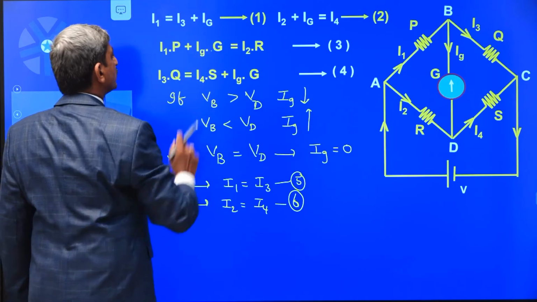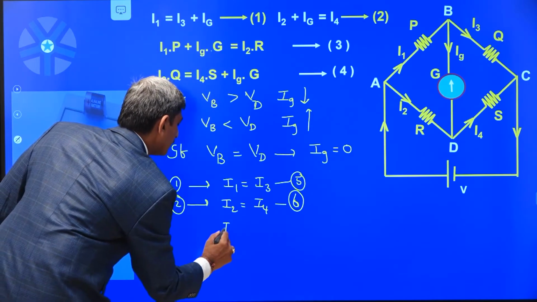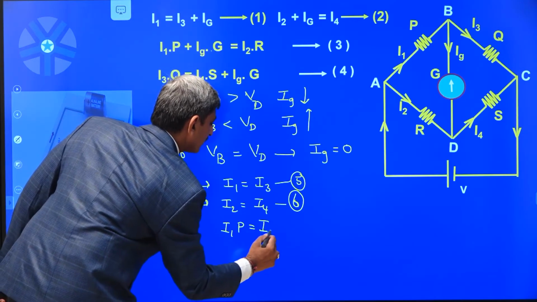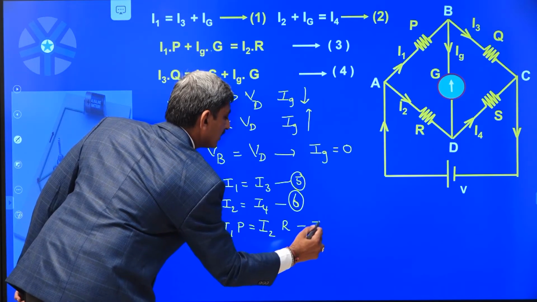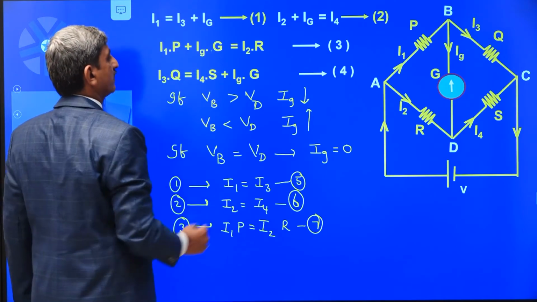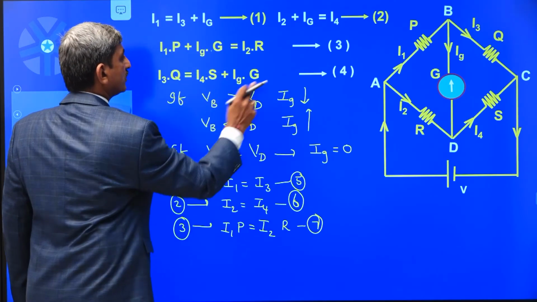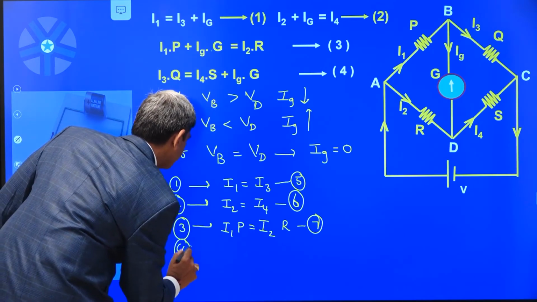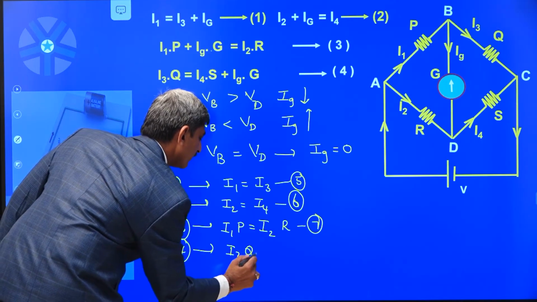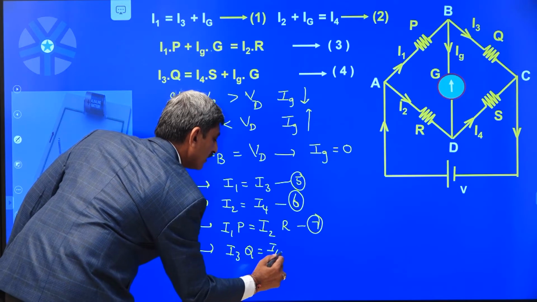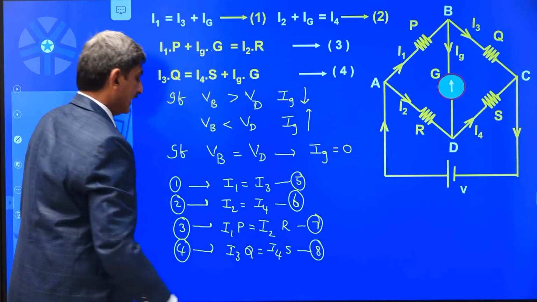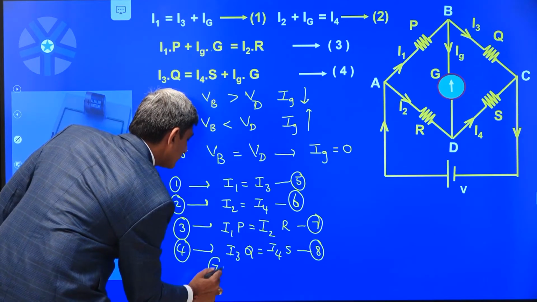By substituting Ig is equal to 0 in equation 3, we have I1P is equal to I2R. Let it be equation number 7. So equation 3 becomes equation 7. By substituting Ig is equal to 0 in equation number 4, it becomes I3Q is equal to I4S, let it be equation number 8. Now let us take equation number 7 by 8.